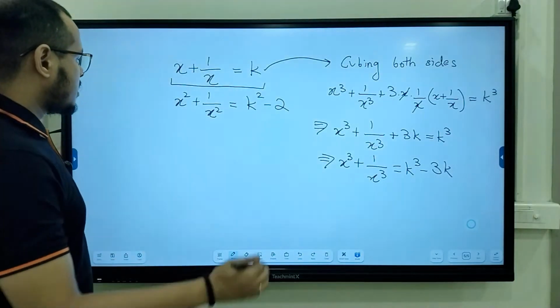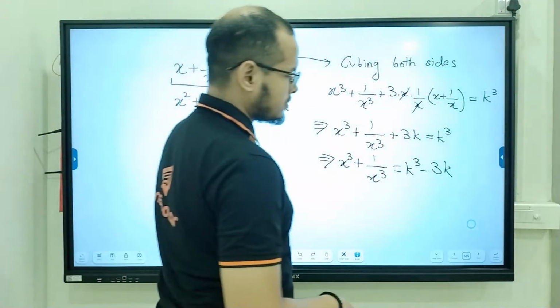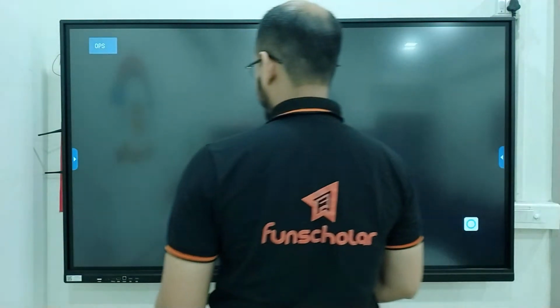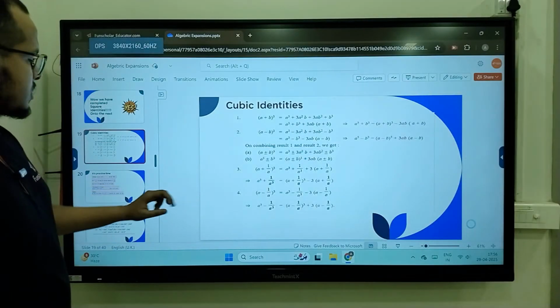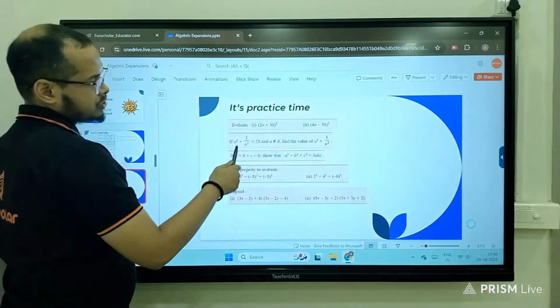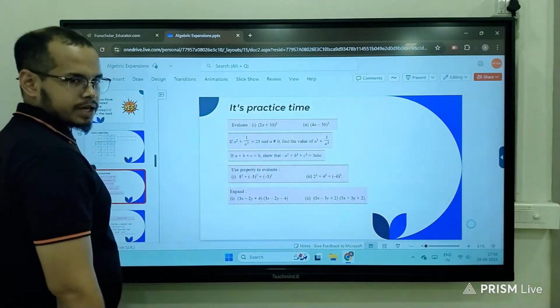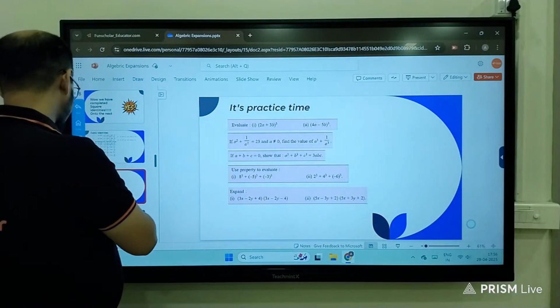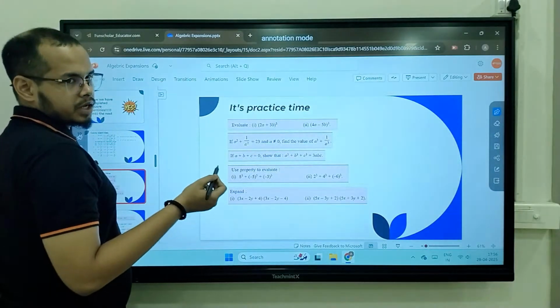Now let's go back to the sums and understand what are the different sums that have to be covered in this particular chapter. As this is done, let's go forward to the next sum. There are 1, 2, 3, 4, 5, 6 sums here. Let us solve this one by one. First sum, it is a direct sum.